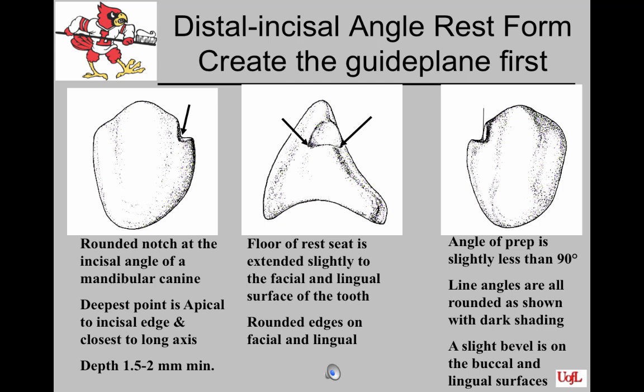The floor of the rest seat, as shown in the middle picture, is extended slightly to the facial and to the lingual surface of the tooth, and those edges are rounded toward the facial and the lingual. The angle of the prep is slightly less than 90 degrees so that you have a positive rest seat, and the line angles are all rounded as shown with the dark shading. A slight bevel is on the buccal and the lingual surface, and it's created by your slight rounding of that facial and lingual edge.